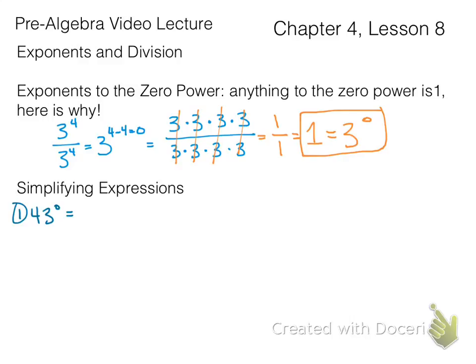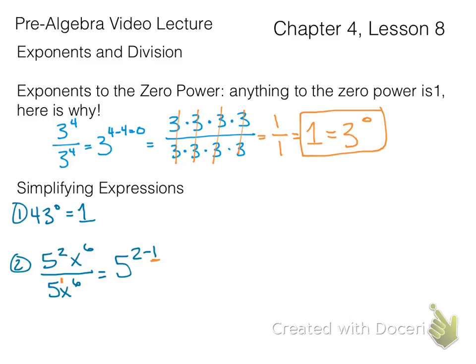All right, so simplifying expressions. We have 43 to the 0 power. Well, I just got done saying anything to the 0 power is 1. So 43 to the 0 power is 1. All right, 5 to the 2nd x to the 6th over 5x to the 6th. Well, remember how when we have something and it doesn't have an exponent, there's the invisible 1 right next to it? Yeah, that's where that 1 came from, okay?